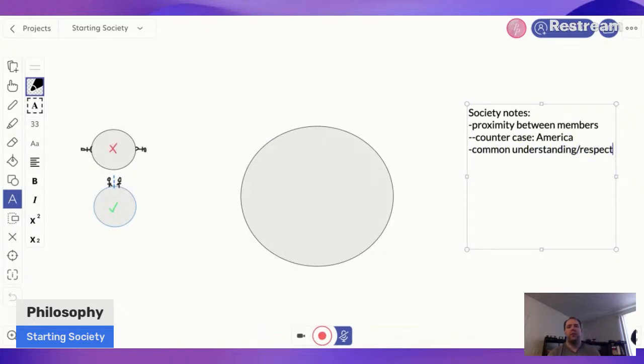And I guess the question is, do we formalize that? Let's go ahead and bold that. That seems to be key. Formal rules. So basically, a legal system of some sort, which would be an outgrowth of the common understanding slash respect, or possibly even reinforcing that. Could be.